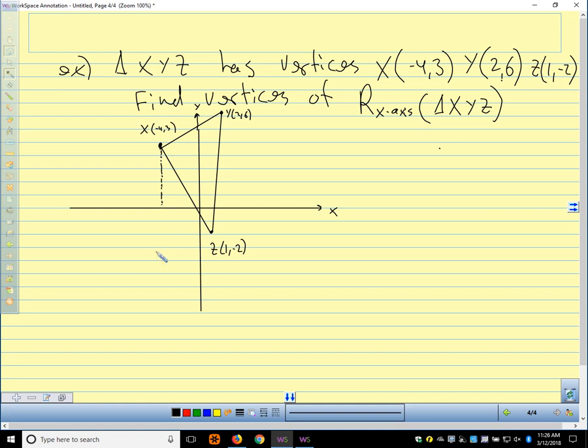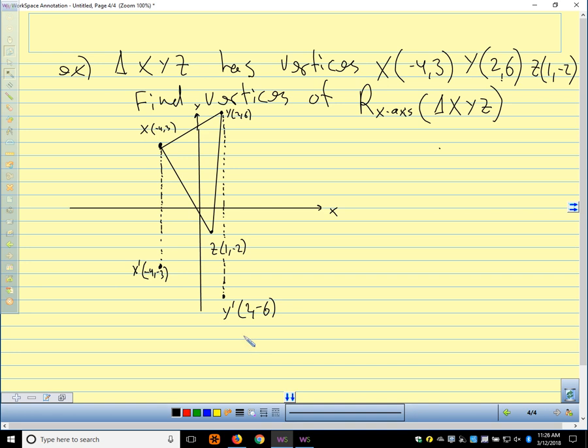That's my mirror line, and I'm going down 3. To get to my new point, I have to go down 3 more. So X prime is going to be at -4, -3. Y prime, I'm not going to move left or right. I have to go down 6, and then I have to go down 6 more. So Y prime is going to be at 2, -6.